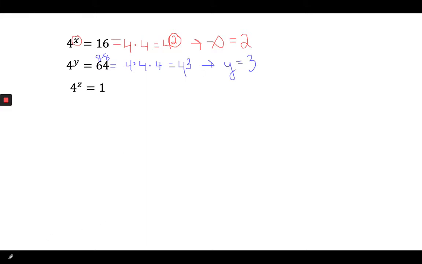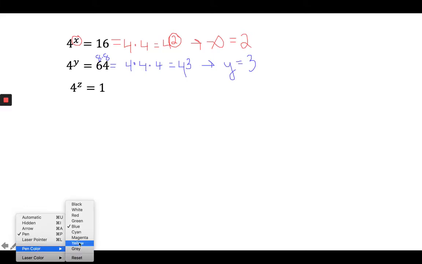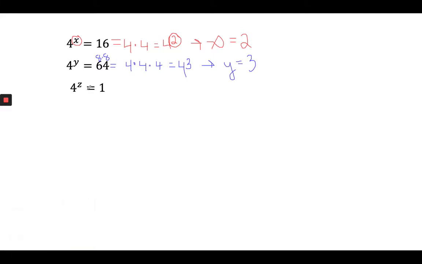Let's try another one. All right, we have 4 to the z power equals 1. So what could we raise 4 to so that we get 1? So I'm trying to put a number here to get 1. Well, remember that any number to the 0 power is equal to 1. So for this one, z is going to be equal to 0.